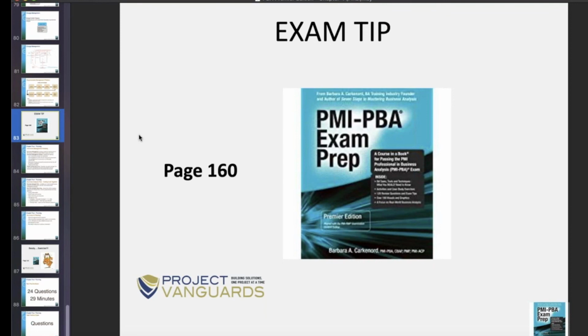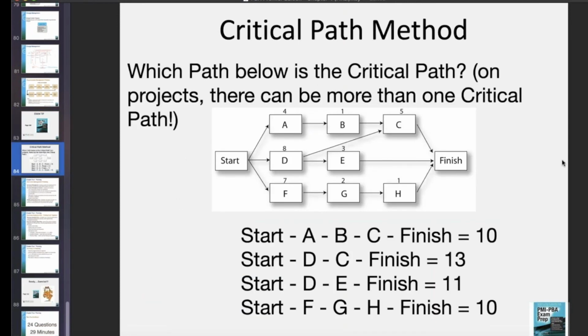And on 160, it says at the top, the critical path through a project is the longest path of activities and determines the shortest time it could take to complete the project based on time estimates, dependencies, and resource availability. Which path below is the critical path? As it said, the critical path is the longest total duration path.